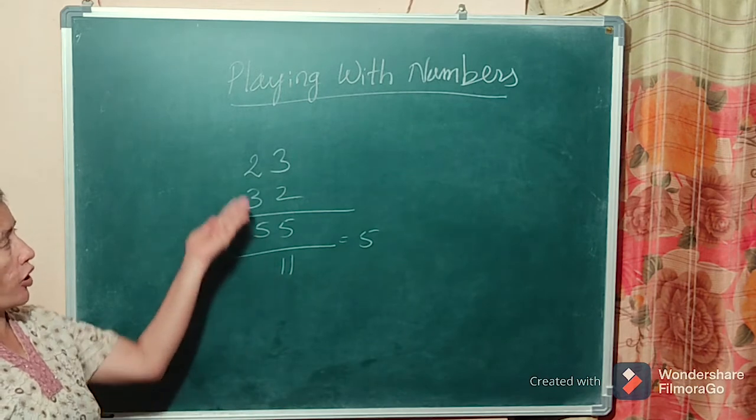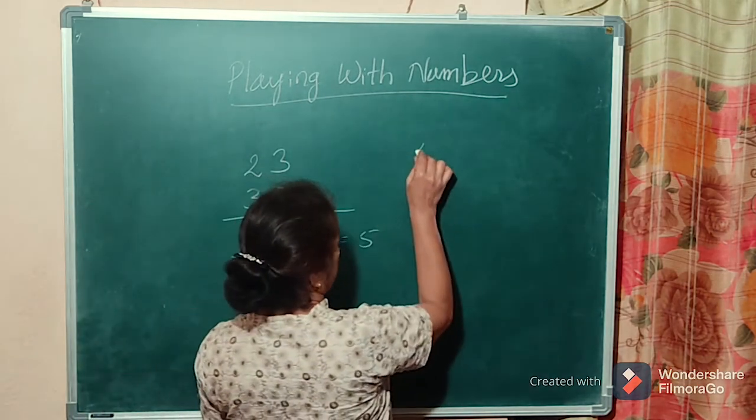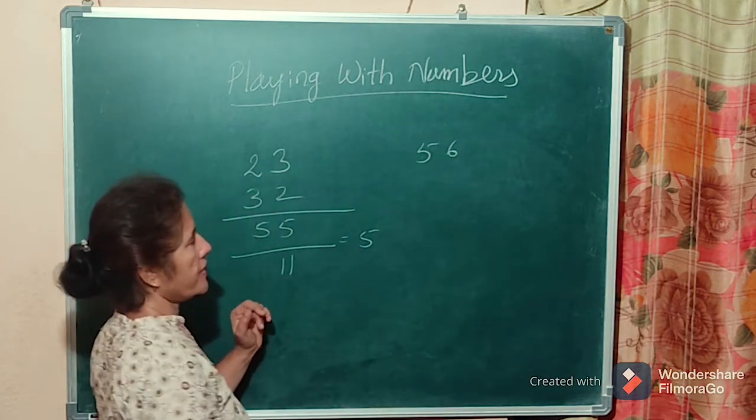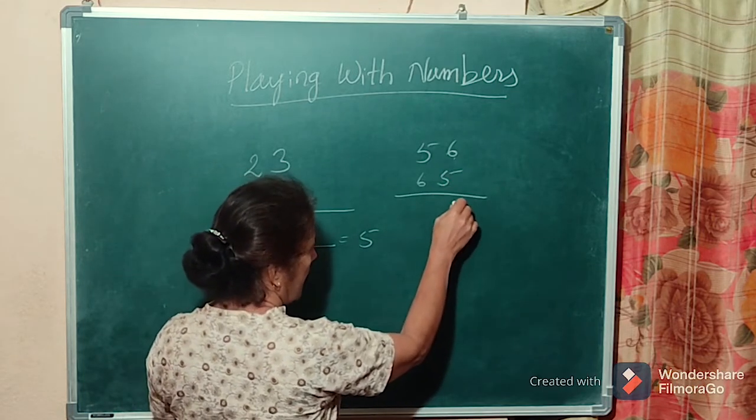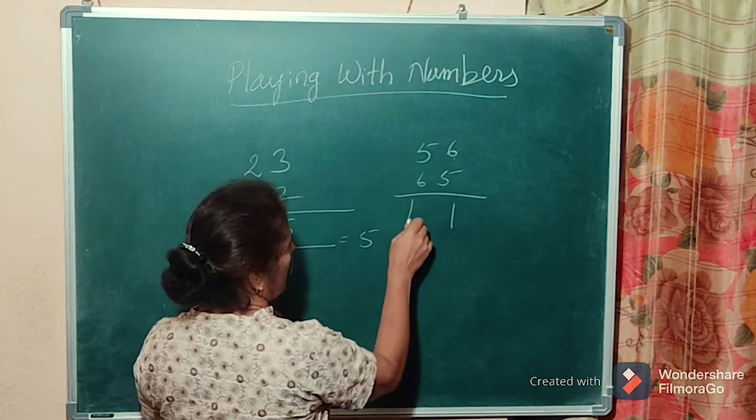Am I right? Think of another number. 56. Reverse it. 65. 6 plus 5, 11. 1 plus 6, 7 plus 5, 121.